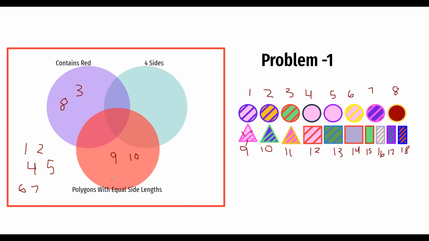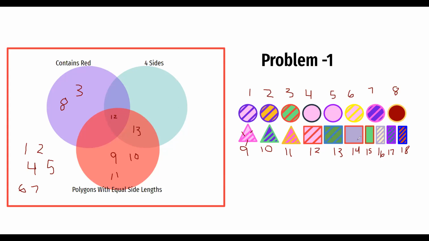Same for 11. Number 12 has 4 sides, does have red, and it has equal side lengths. So yay, it goes right here. Number 13 has 4 sides, has equal side lengths, but it does not contain red. So it goes in this part, which is like an intersection between this circle and this circle, but not the one that goes in between all of the circles. You know, it's like the little football shaped intersection.